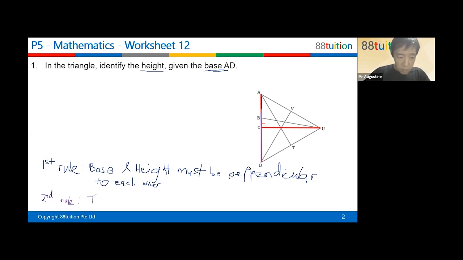the height that you identify must be correct. The height must be able to pass through the opposite point to the base. Okay, I say must be able to, because sometimes when we identify the height, we need not draw a line that must go through that, as long as it can, that's what I'm saying. Must be able to pass through.